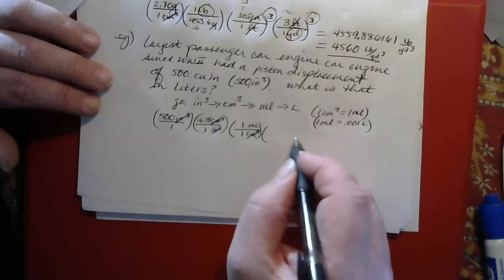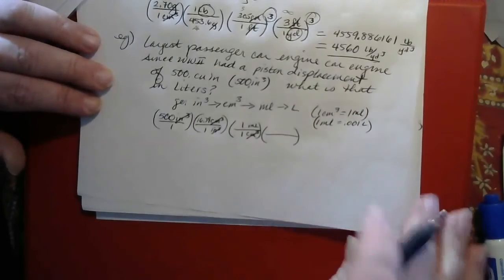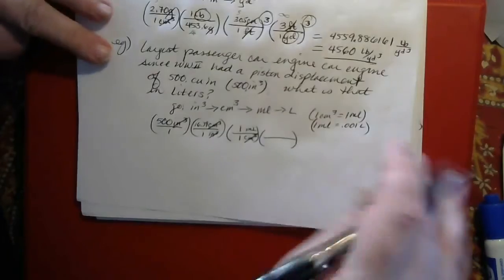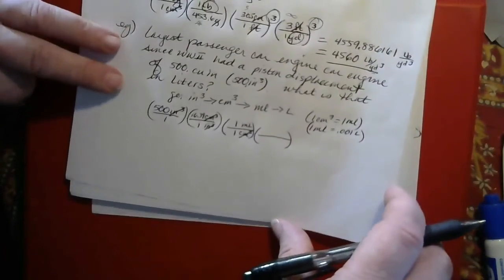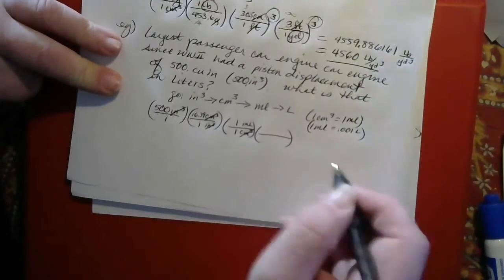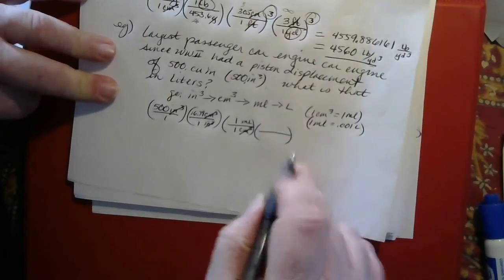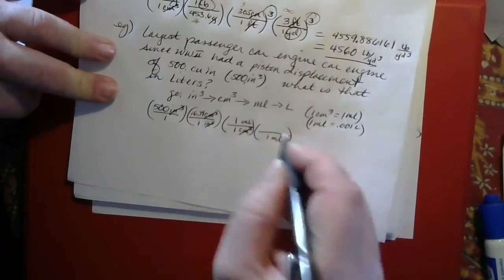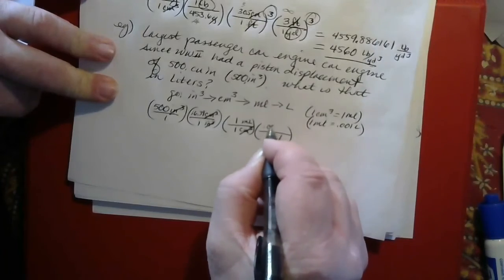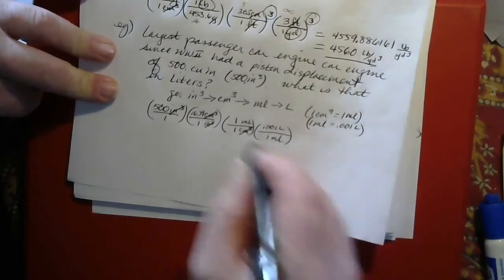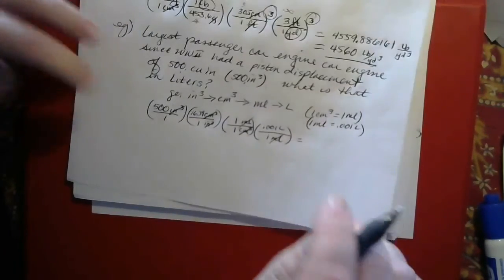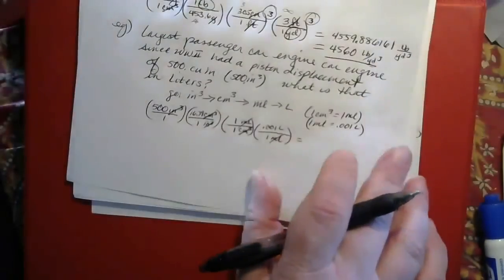And going to liters is just a matter of knowing what the prefix milli means. It means 1/1000th, or 10 to the minus 3, or 0.001, because I don't like putting exponents in the calculator if I don't have to. Let's see, milliliters are on top. So we want 1 milliliter on the bottom to cancel, and 0.001 liters on top. Milliliters will cancel, and we should have liters when we multiply everything out.